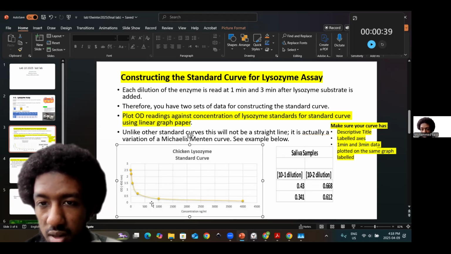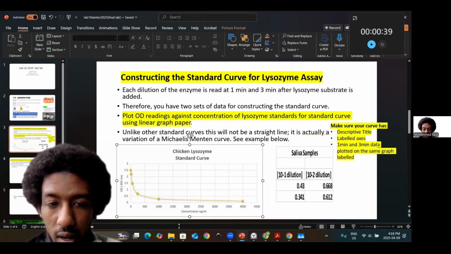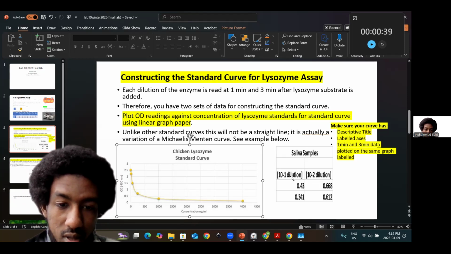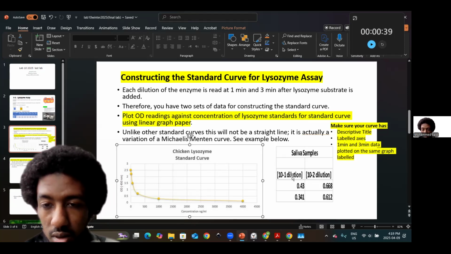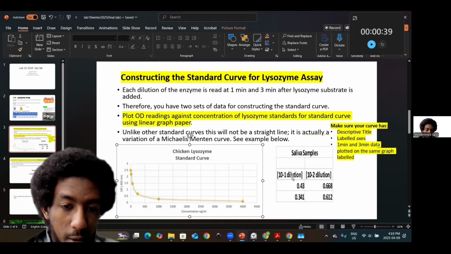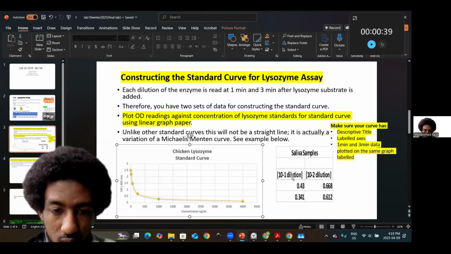Hopefully the details are explanatory. You now have that 750 nanograms per mil, and that's for your diluted, 10 to the minus 1, sample. Then you multiply by 10 to give you the undiluted concentration of lysozyme. So that would be essentially 7.5 micrograms per mil, right?